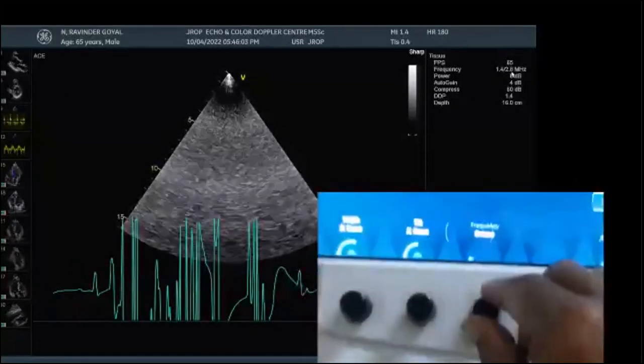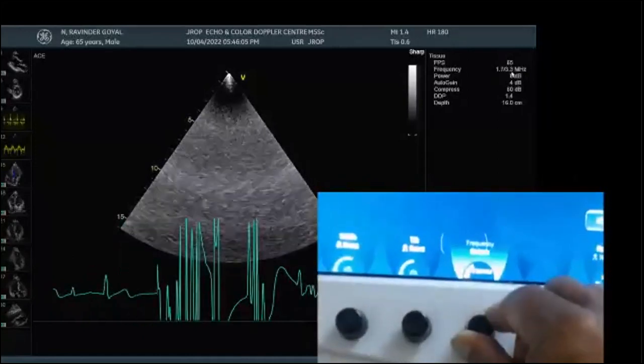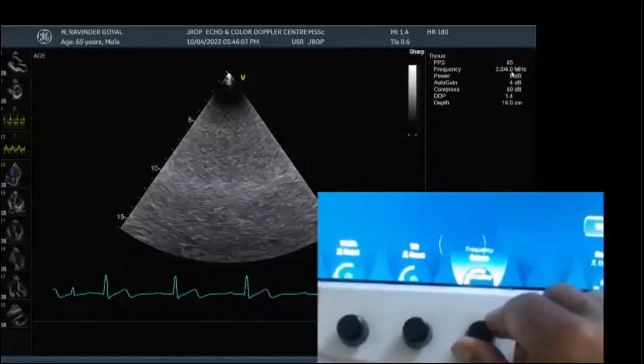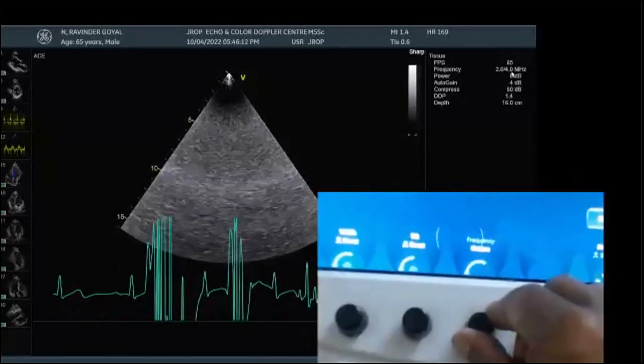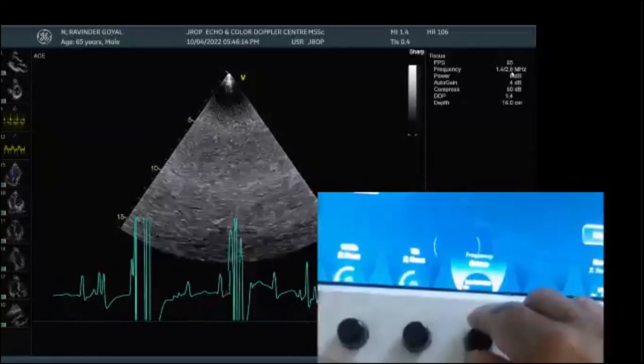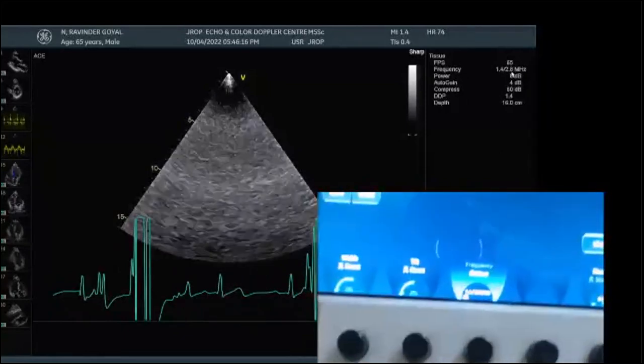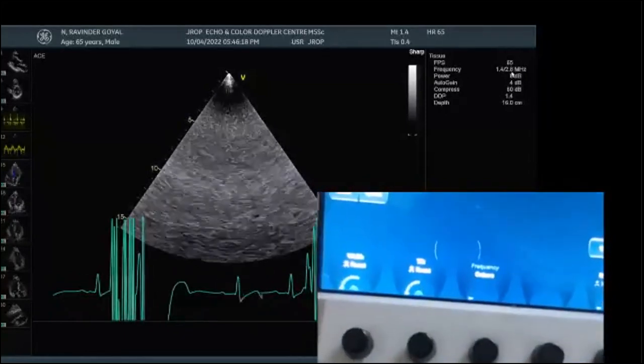Now look at the right side of the screen. I'm increasing this frequency. So the right side of the frequency goes up to 2 to 4 megahertz, right? If I reduce this frequency to 1.4, it goes to 1.4 to 2.8 megahertz.